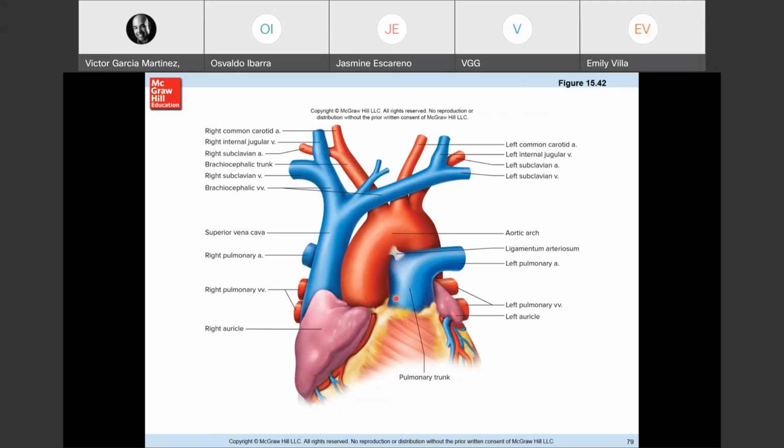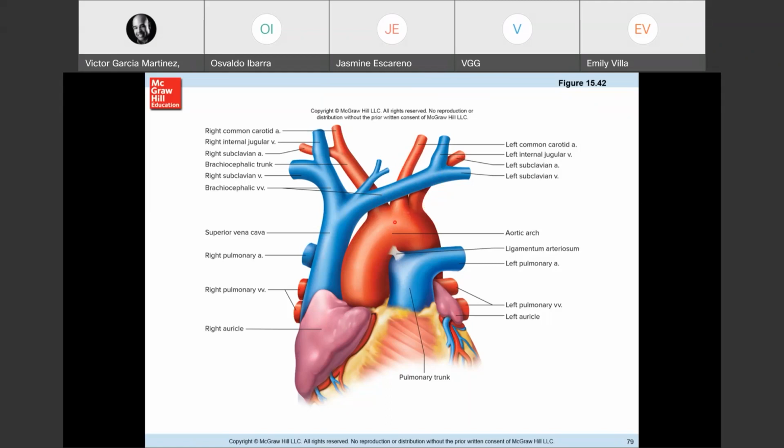Then the two first branches are the coronary arteries: the left coronary artery and the right coronary artery. These are the two first branches of the aorta. Then you have three huge branches of the aortic arch. These are the brachiocephalic trunk, the left common carotid artery, and the left subclavian artery.